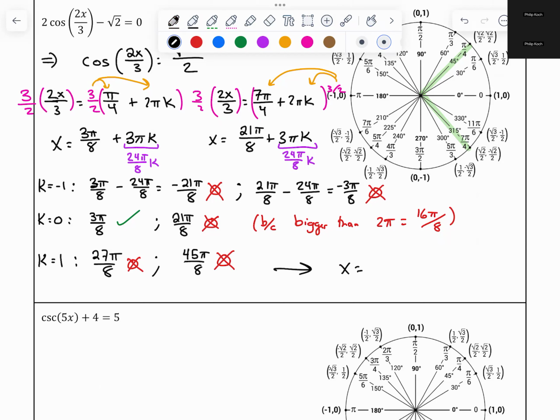X equals 3 pi over 8. That was our only solution. I made a typo in my notes. Any questions on that? Yes, Brian.